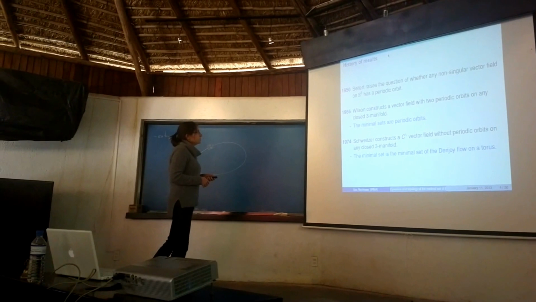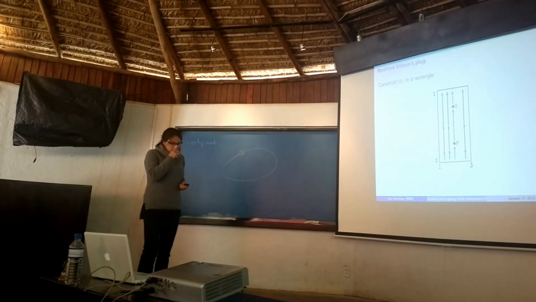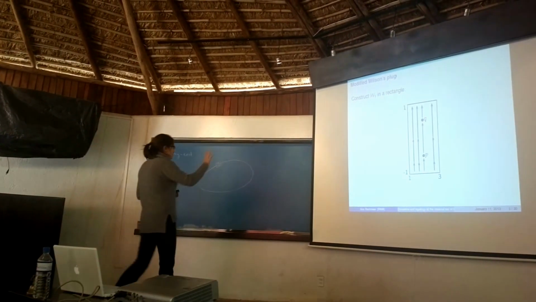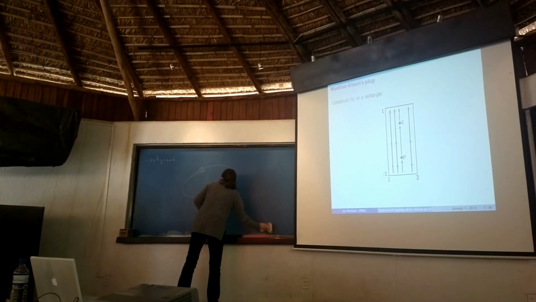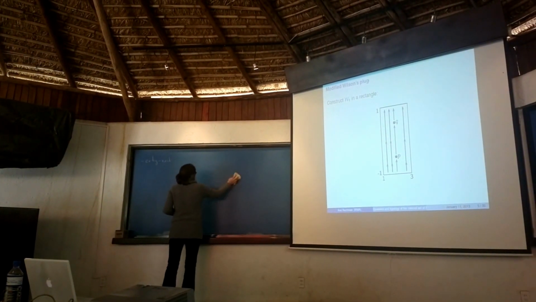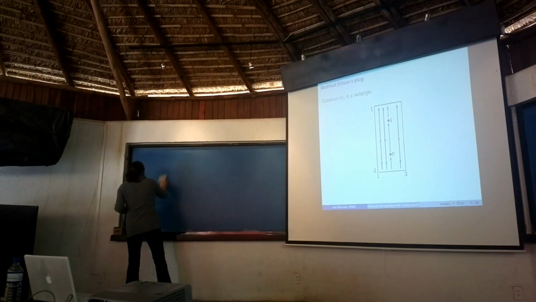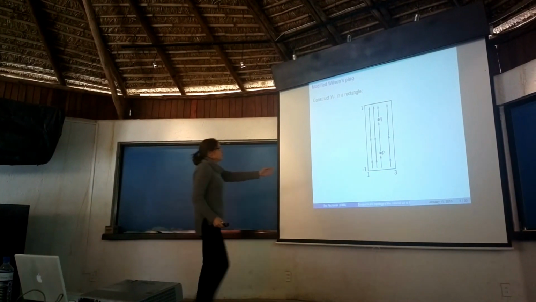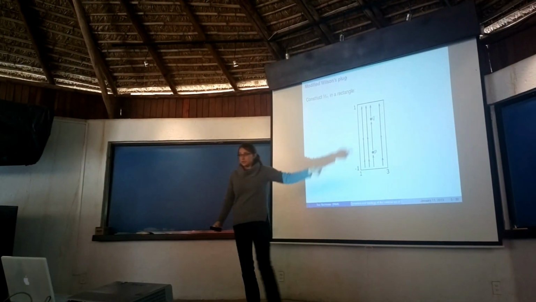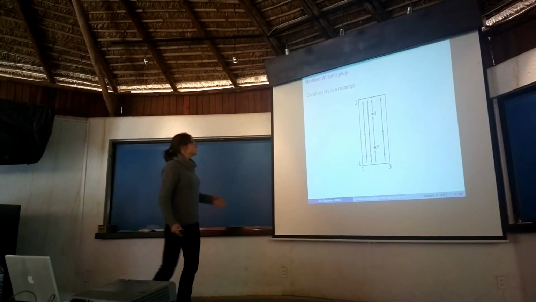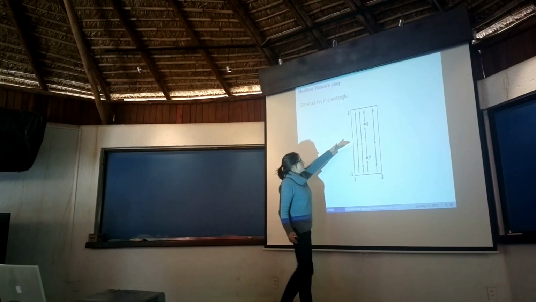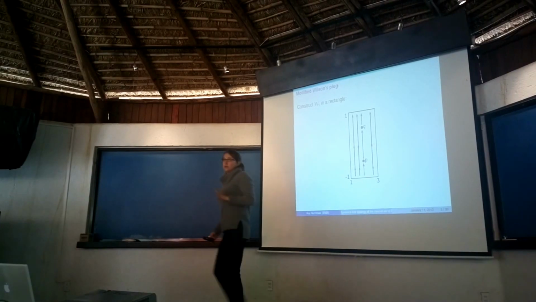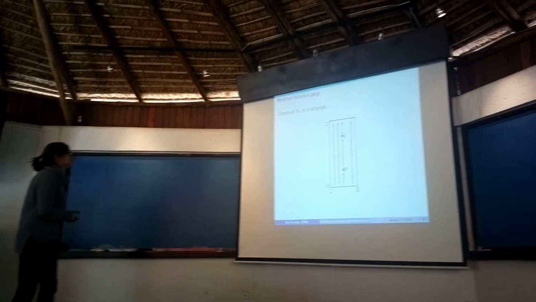Okay, so let me pass to Krystyna's construction. We start with a very simple vector field in a rectangle. This is just a vertical vector field. In the middle line, I want to have two singularities. The only condition I ask for the moment is that it's antisymmetric with respect to the middle horizontal line.